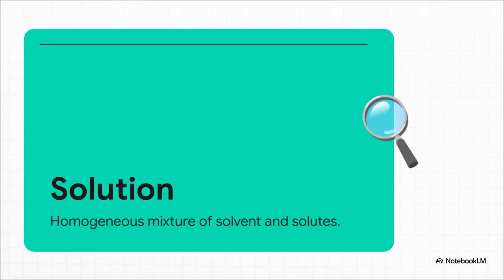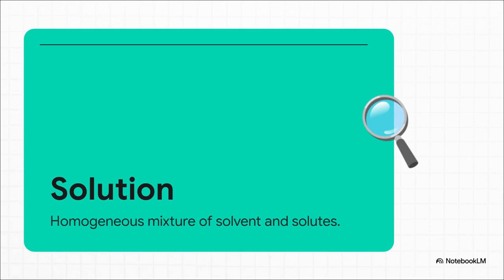To really grasp these physical processes, we've got to master the basic vocabulary first, right? Because we cannot calculate what we can't define. At its core, a solution is just a homogeneous mixture. And by homogeneous, I mean its composition and properties are completely uniform throughout.